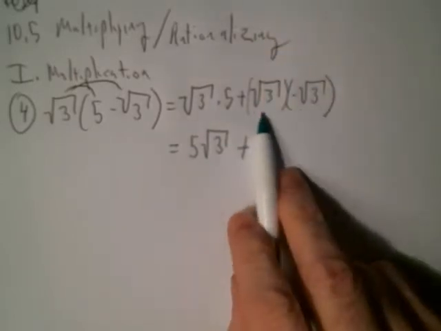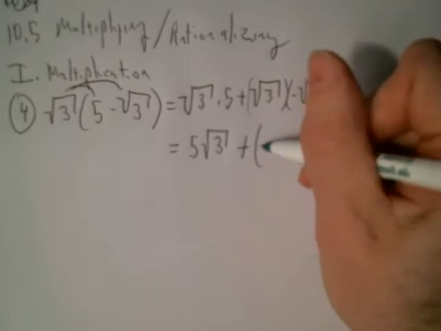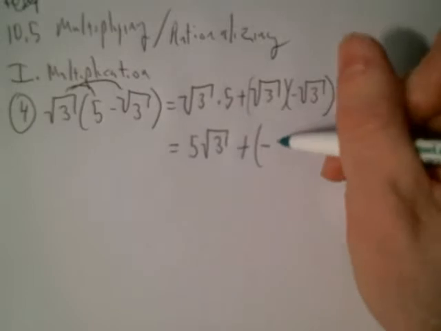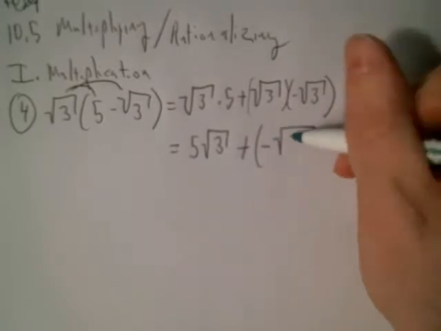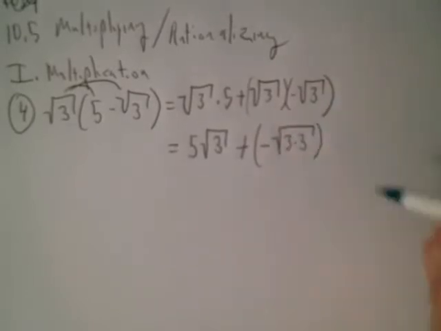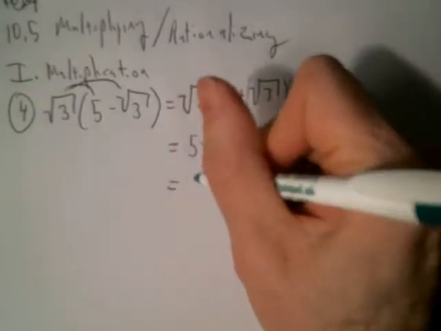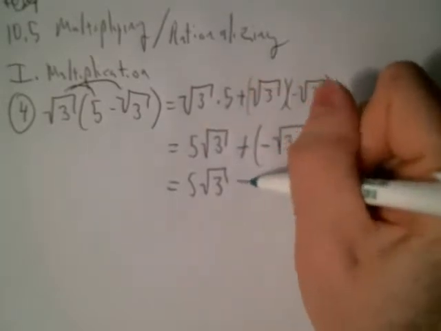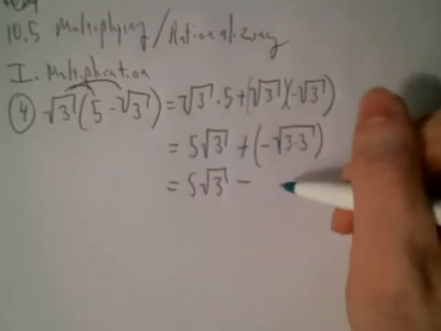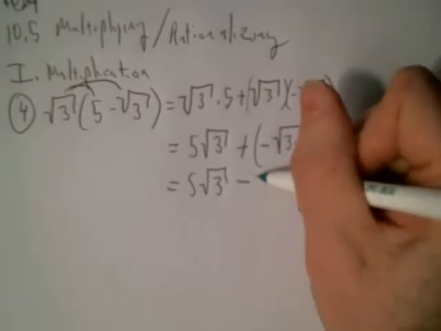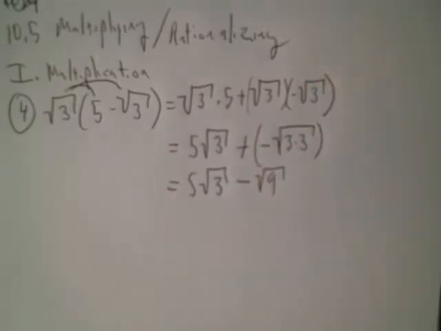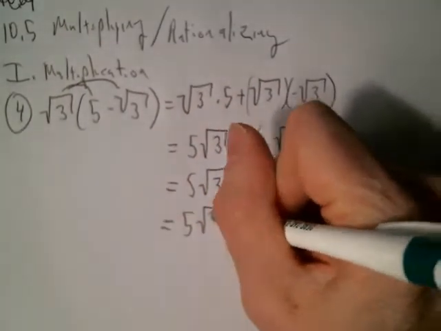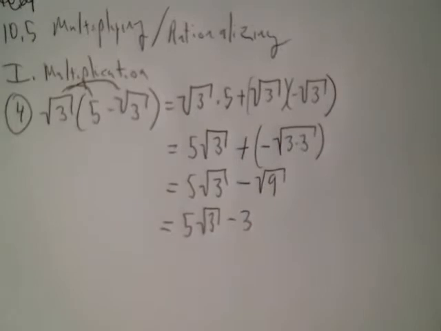Here we have a positive times a negative, so our result will be negative, and then we'll have square root of 3 times square root of 3. You can rewrite that as the square root of 3 times 3. So we'll have 5 radical 3, and then plus a negative, you can rewrite that as minus, and then radical 3 times 3 is the same as radical 9. And then we can simplify radical 9, right? So it'd be 5 radical 3 minus 3. And that'd be it.